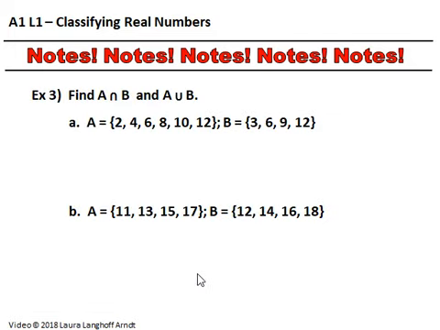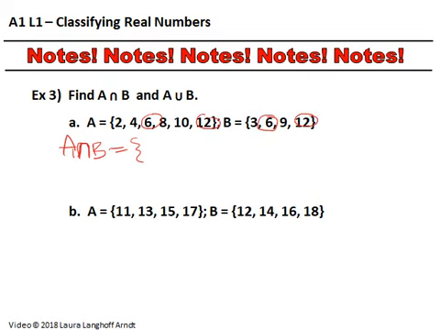All right, find A intersection B and A union B. Well, we can do that easy enough, can't we? The A intersection B, well, that is not very tidy. A intersection B is, what do they have in common? 2, 4, 6, 8, 10, 12, 3, 6. Here's a 6, there's 6.